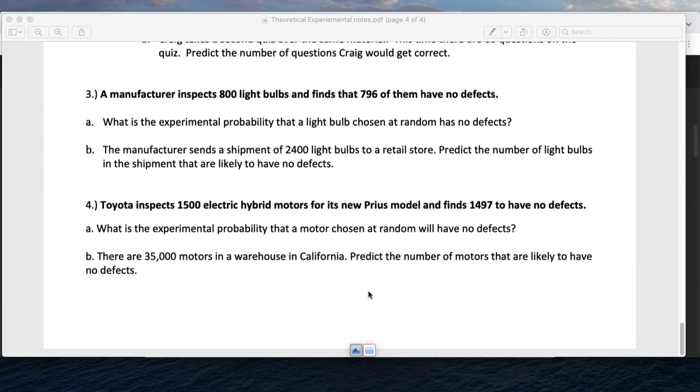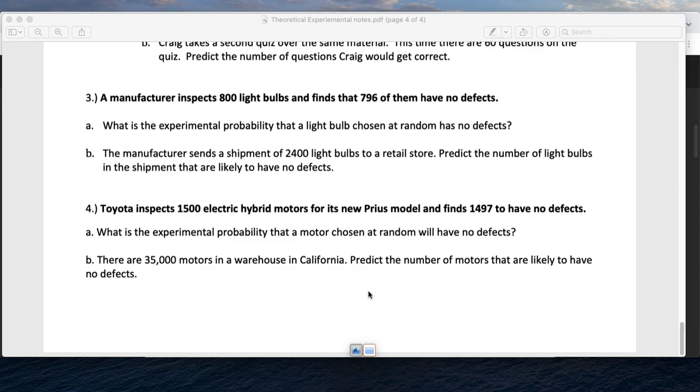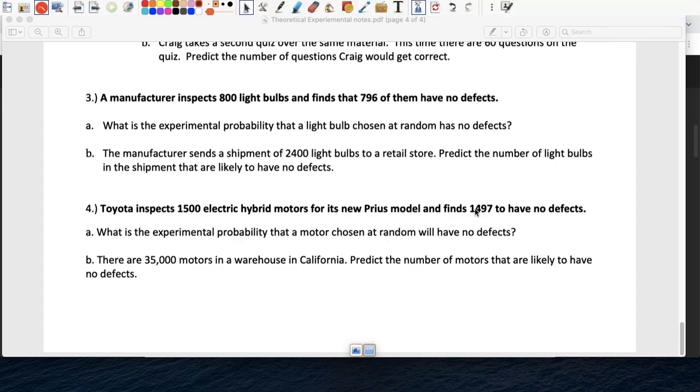Okay. 4, Toyota inspects 1,500 electric hybrid motors for its Prius model, and finds out that 1,497 did not have any defects. So again, that's the experiment. So in your experiment, what do we call no defects? Right. So we actually inspected 1,500 motors, and 1,497 were good.